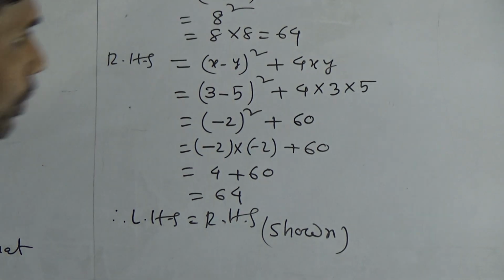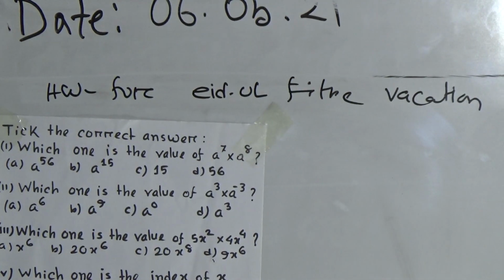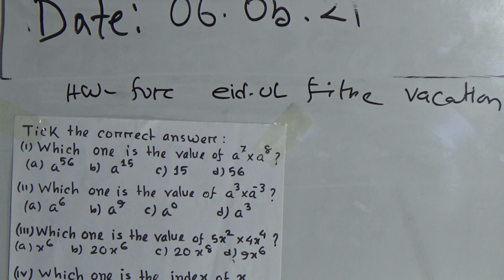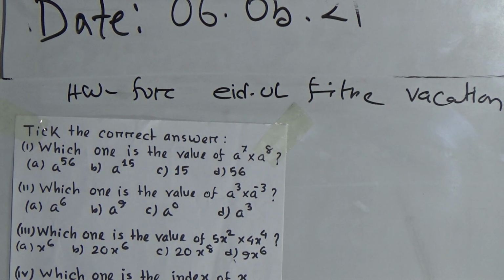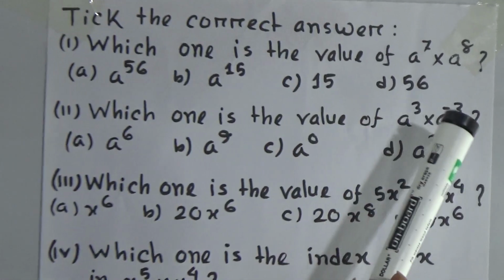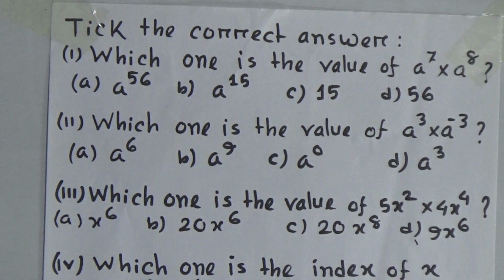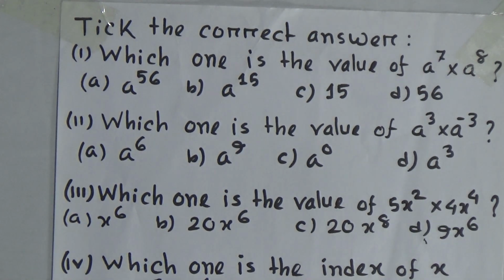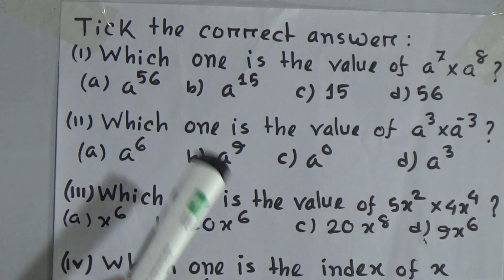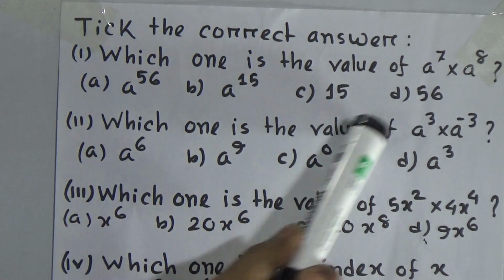Now I will talk about the vacation work for Eid-ul Fitr. Yes, student, vacation for Eid-ul Fitr, you do the MCQ. For the following, there are 5 questions. Which one is the value of a power 7 into a power 8? Like this way, you see, a power 7 into a power 8. That means we know bases same, then power will be addition. Like this way you solve.